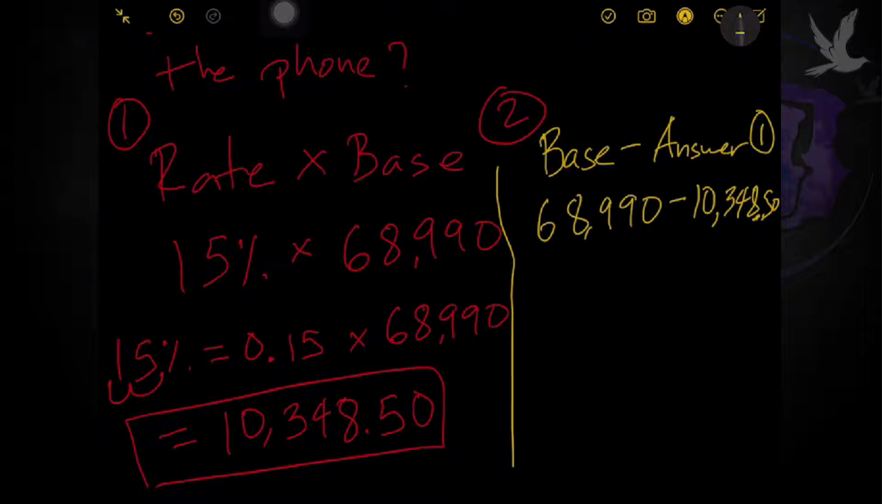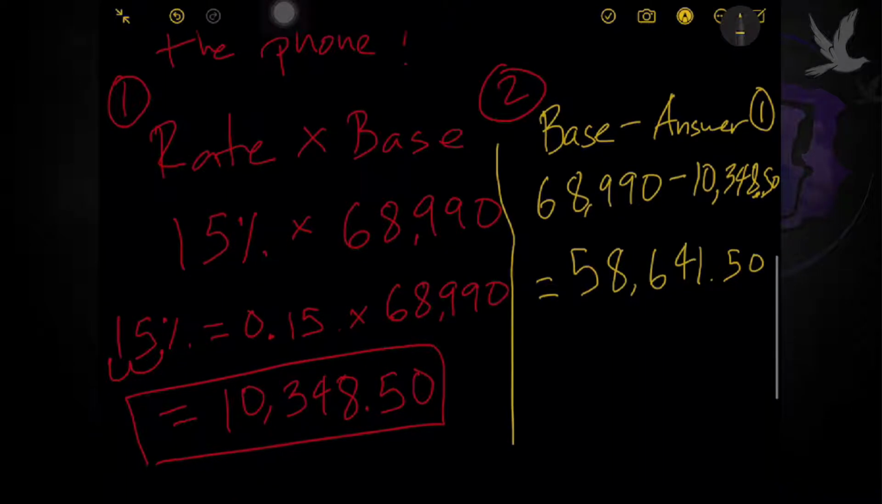So my calculator kayo, that's 68,990 minus 10,348.50, which will now give you an answer of 58,641.50, since this is money nga, like what I've said.